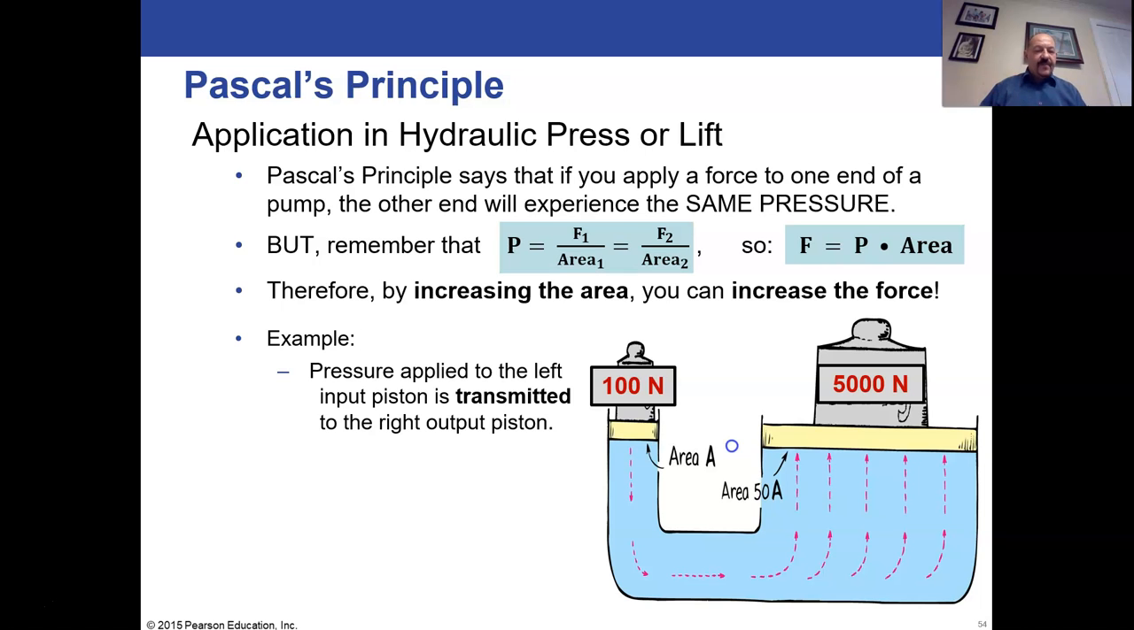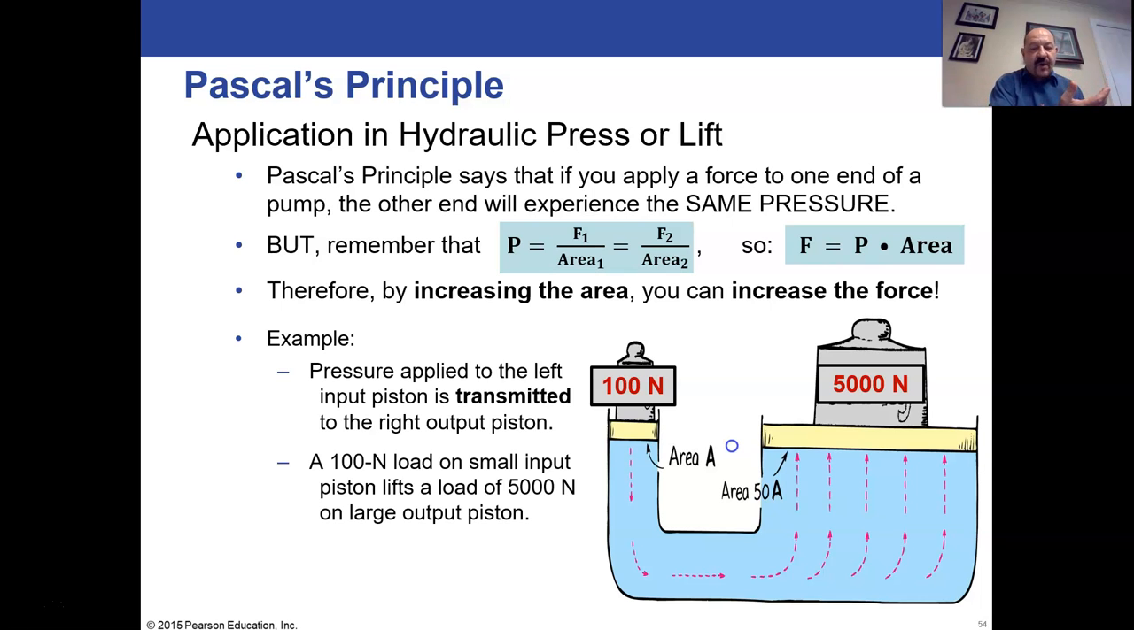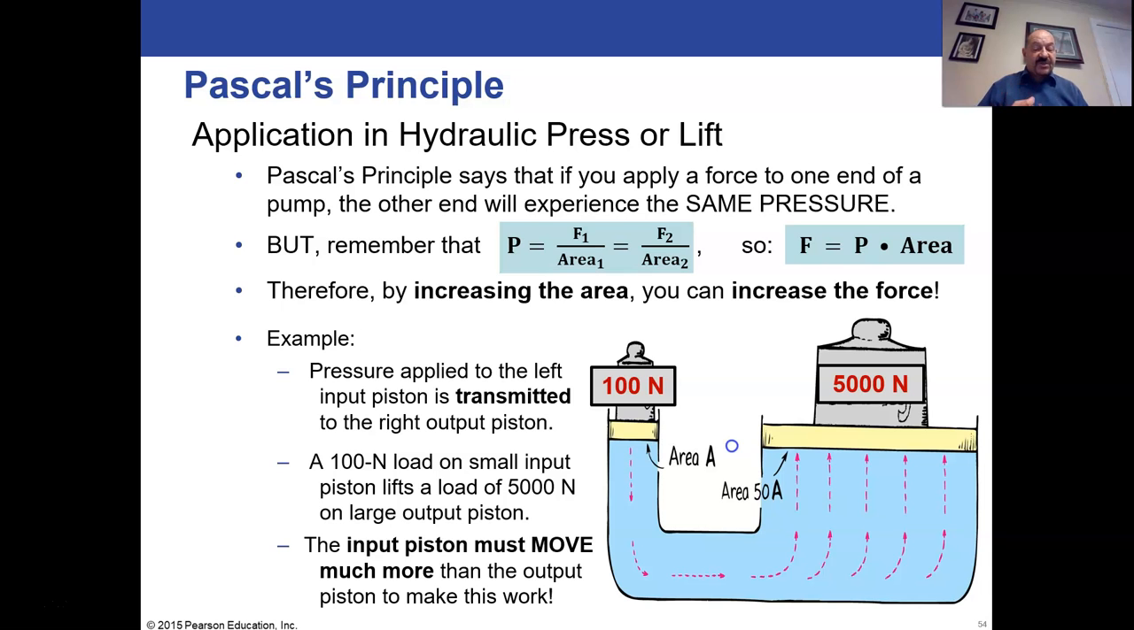So if you exert a pressure on the left side of this piston, you can generate an enormous force on the right side of the piston. You put a 100 Newton load on the left on an area A, and you have an area that's 50 A on the other side, you will generate 50 times the 100 Newton force that you put on there. And this is the way hydraulic systems work, hydraulic presses work. So the input piston will have much less force.